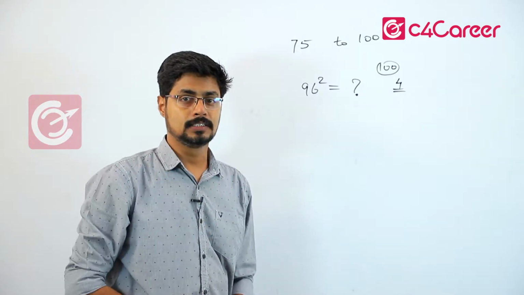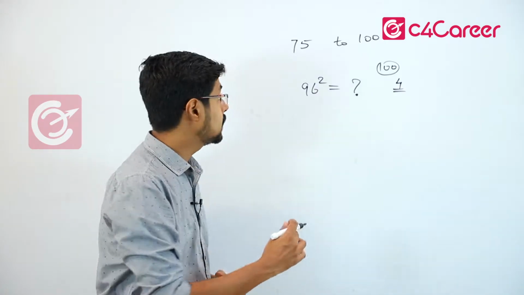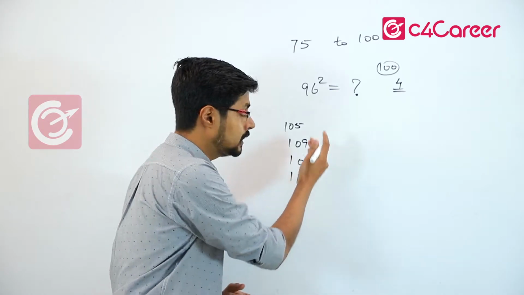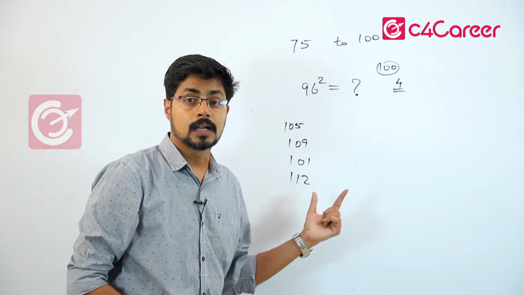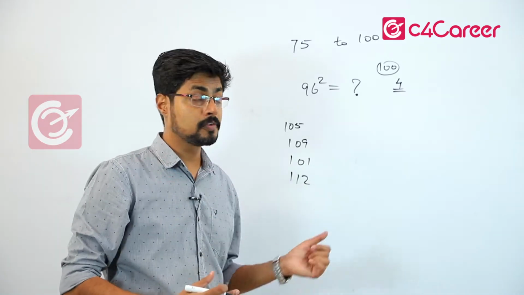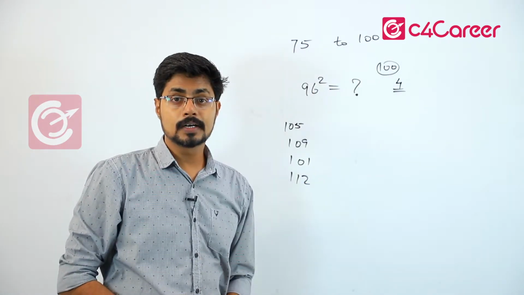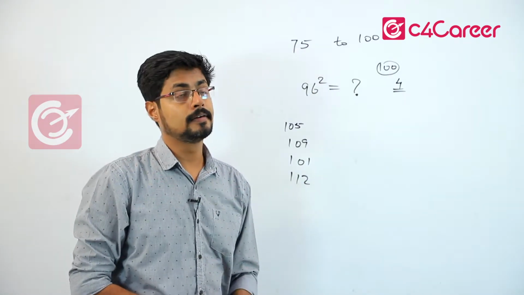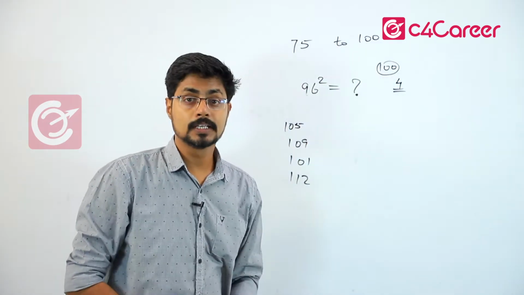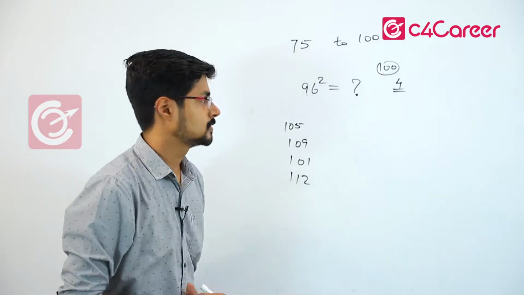Now the slight change. In the last part the numbers were above 100. We were working on numbers like 105, 109, 101, 112. So we were adding the difference. But here, when it comes to 75 to 100, the numbers are less than 100. Any number which you take from 75 to 100 is going to be less than 100. So the important thing here is to subtract the difference.